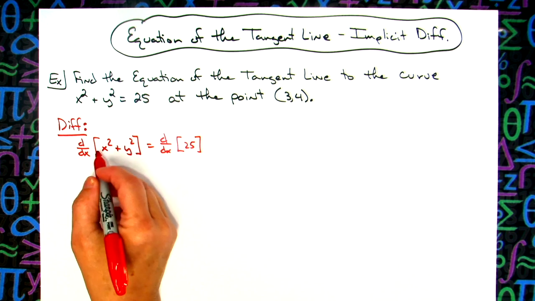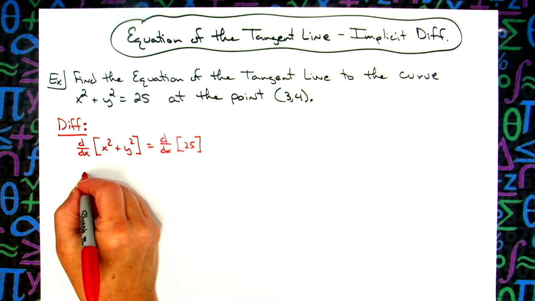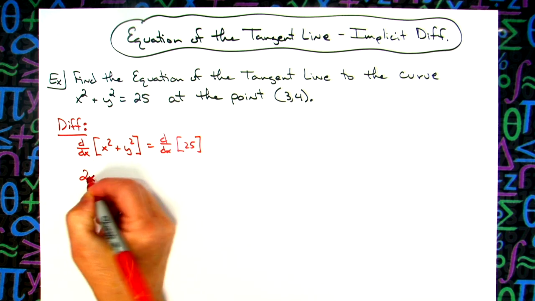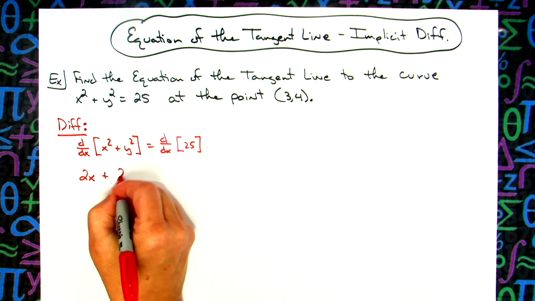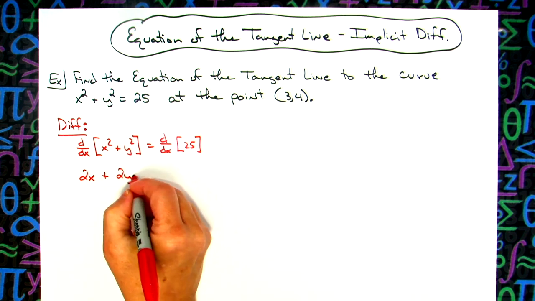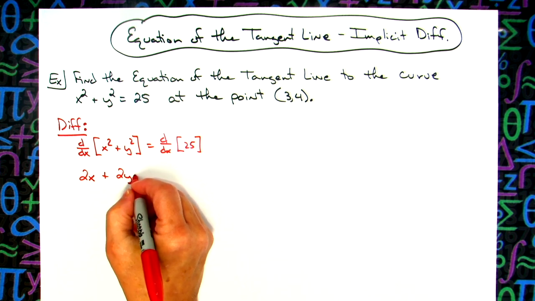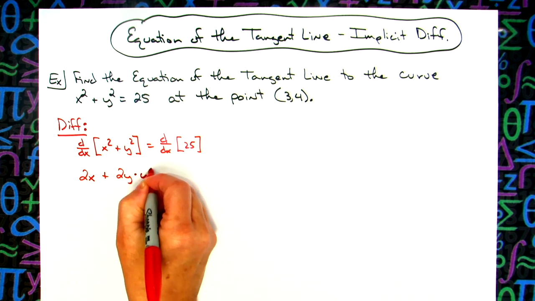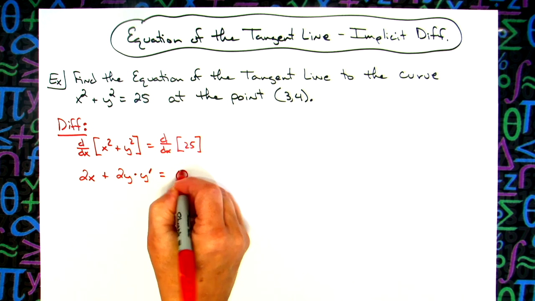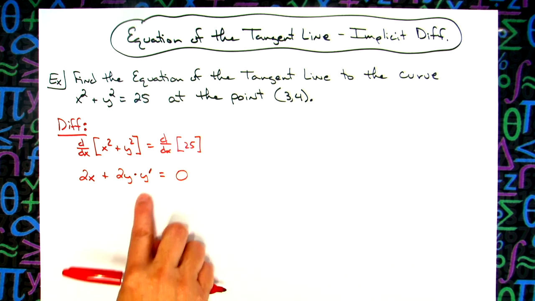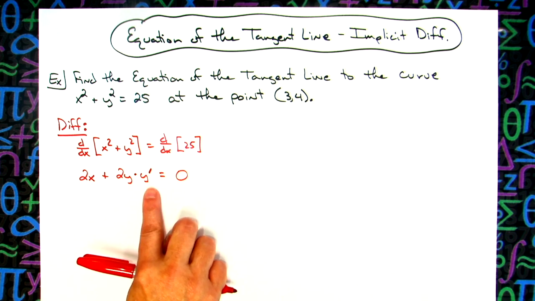Taking the derivative with our x term, we'll just have a 2x. Taking the derivative with the y squared, we'll have the 2y, and then we have to apply the chain rule, so times a y prime. Taking the derivative of 25, we'll have 0. At this point, we just need to solve for our y prime.